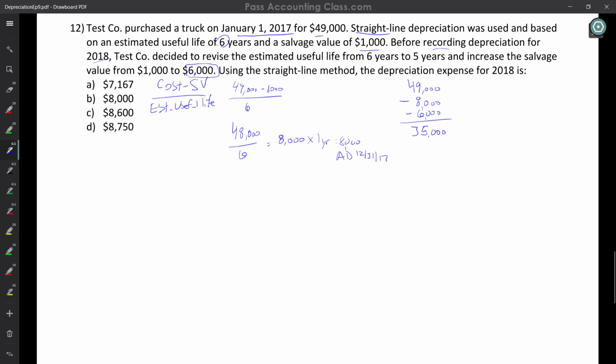Then what I need to do is figure out the remaining estimated useful life. So we started with 6 years. We depreciated it for 1 year. And then we're going to revise the estimated useful life from 6 years to 5 years. So we're reducing it by 1. So I'm going to subtract 1 again. And that leaves me with 4 years left. So I'm going to divide the 35,000 by 4 years. And when I do that, I end up with 8,750. So the depreciation expense for 2018 is going to be 8,750.